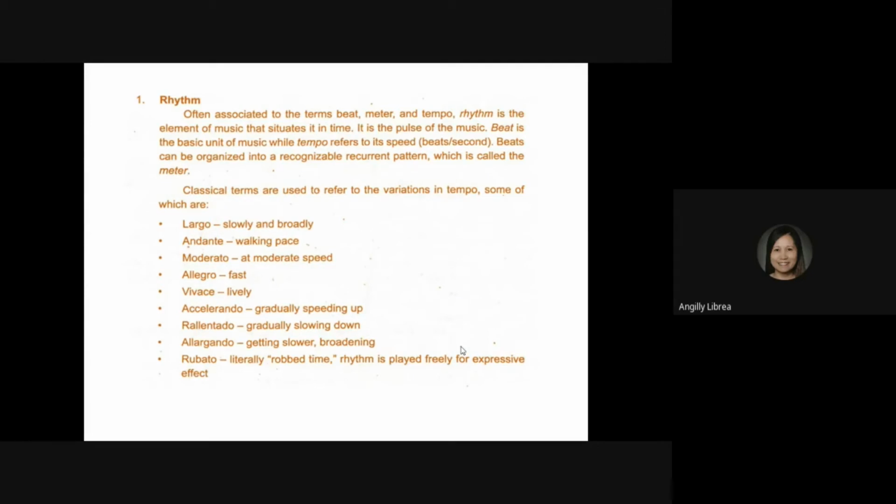Classical terms are used to refer to the variations in tempo. Some of them include largo, slowly and broadly; andante, walking pace; moderato, at moderate speed; allegro, fast; vivace, something that is lively; accelerando, gradually speeding up; ralentando, gradually slowing down; alargando, getting slower, broadening; and lastly, rubato, literally rub time. Rhythm is played freely for expressive effect.